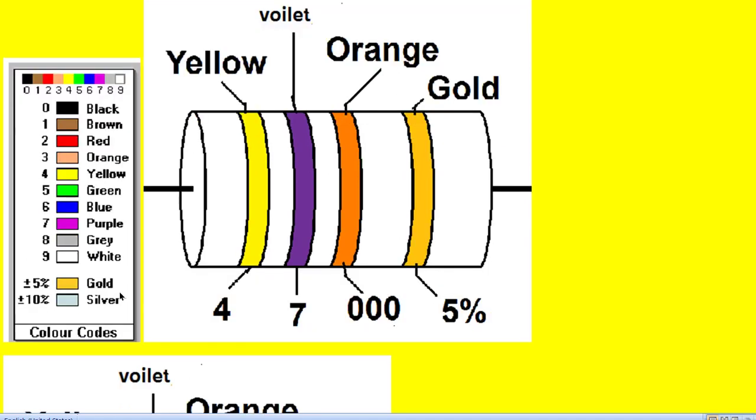And coming to the tolerance, its color band is like this. This is the gold color and its tolerance is plus or minus 5%. If the band is silver, the tolerance is plus or minus 10%. The meaning of this is the given carbon resistance can show 5% more than the calculated value, or it can show a resistance 5% less than the calculated value. Similarly for silver band resistors also.